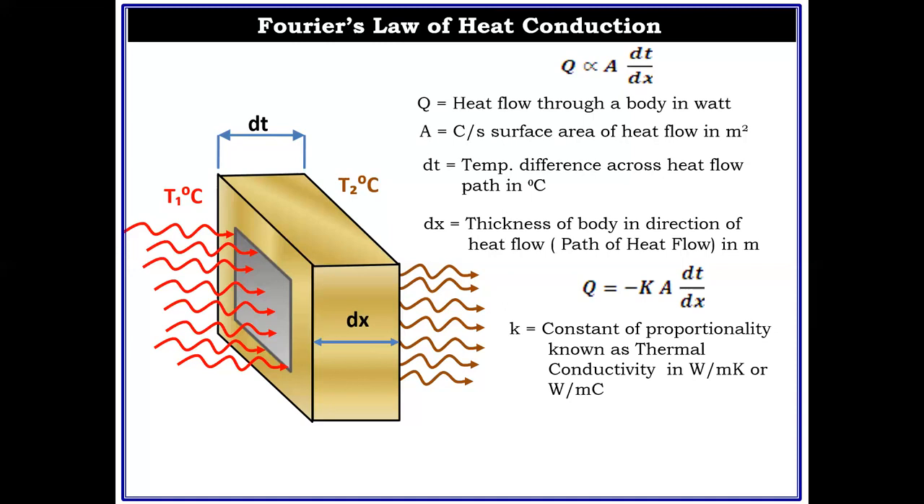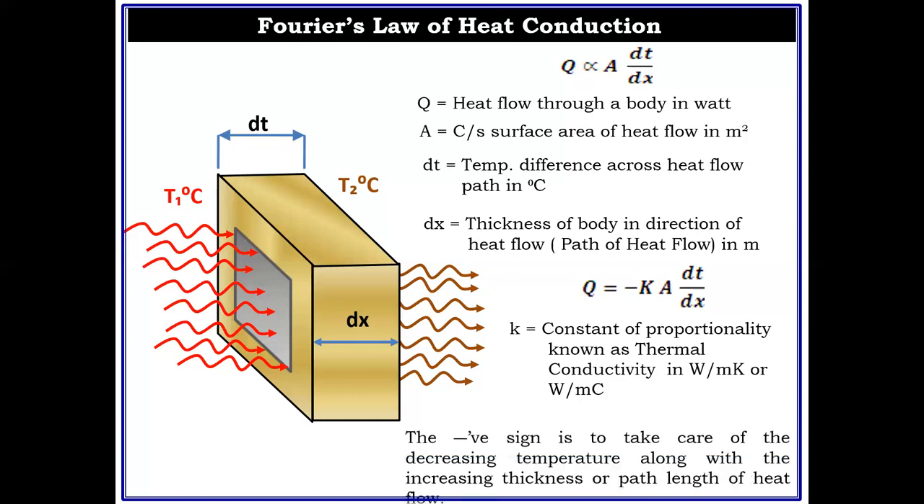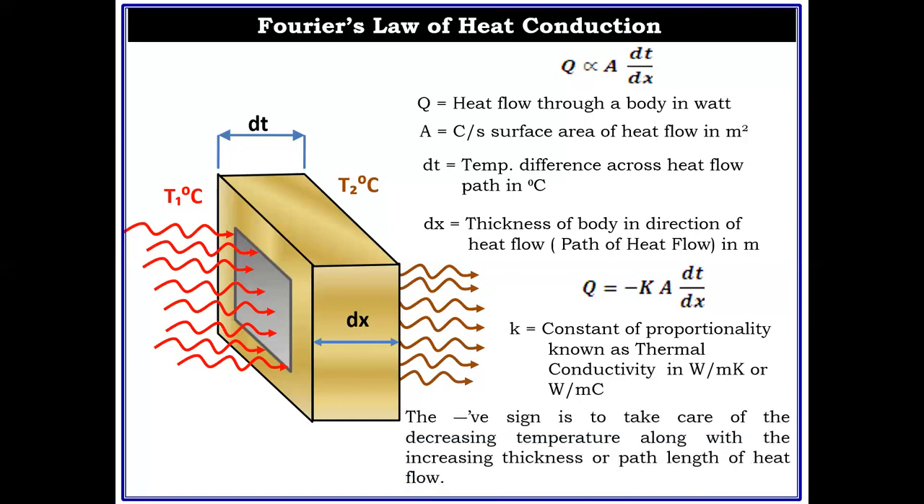Now, what about the minus sign? We always consider dT, the temperature difference, as T2 minus T1. But as heat is flowing in the direction of dx, T1 is higher and T2 is lower. So the temperature difference T2 minus T1 gives a negative value. To compensate for that negativity, a negative sign is incorporated in the formula. So Q is equal to minus kA dT by dx. The negative sign compensates for the negativity of the temperature difference T2 minus T1.